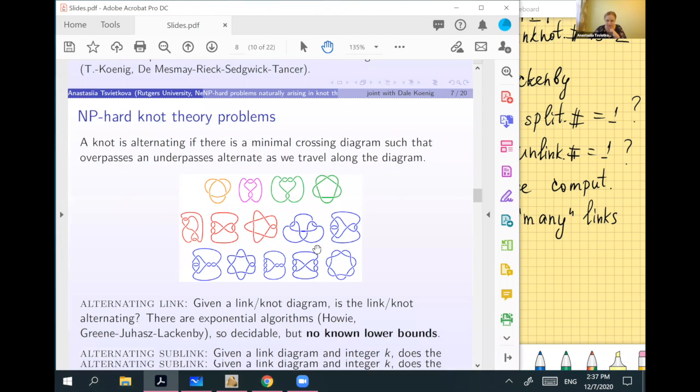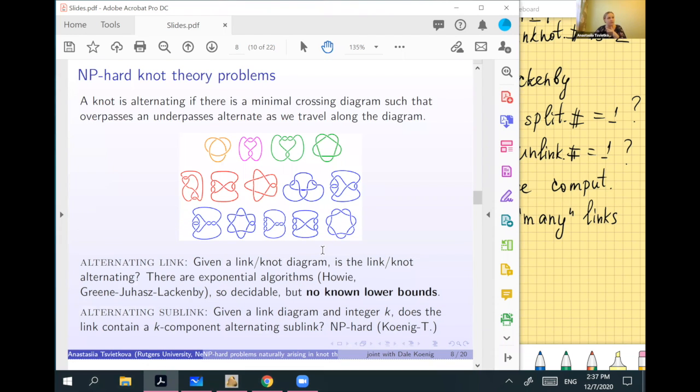And then another set of problems which also interest me, and which is not completely solved, concerns alternating links and knots. A knot or link is alternating if there is a minimal crossing diagram such that overpasses and underpasses alternate as you travel along. So for example, you go here, you have over, under, over, etc. So these are all alternating knots.